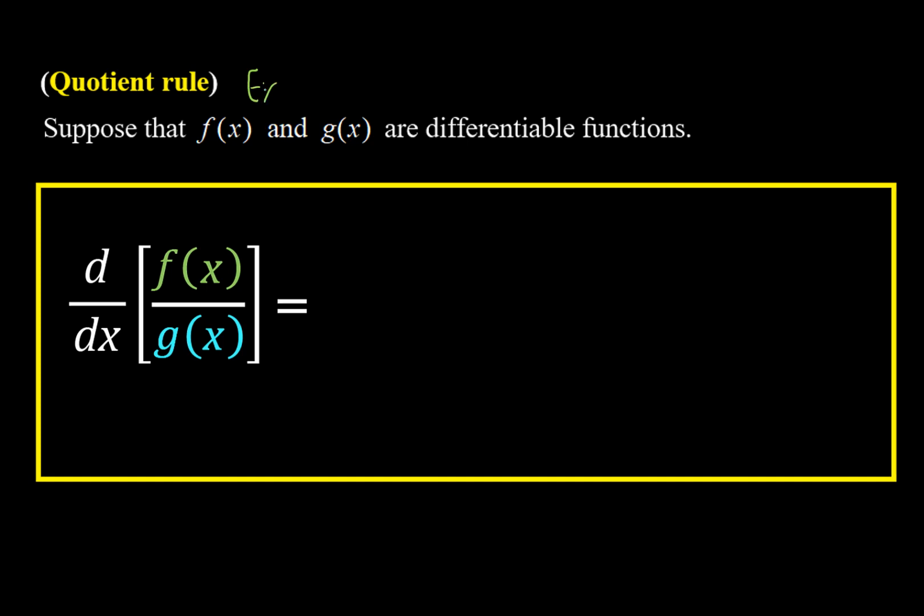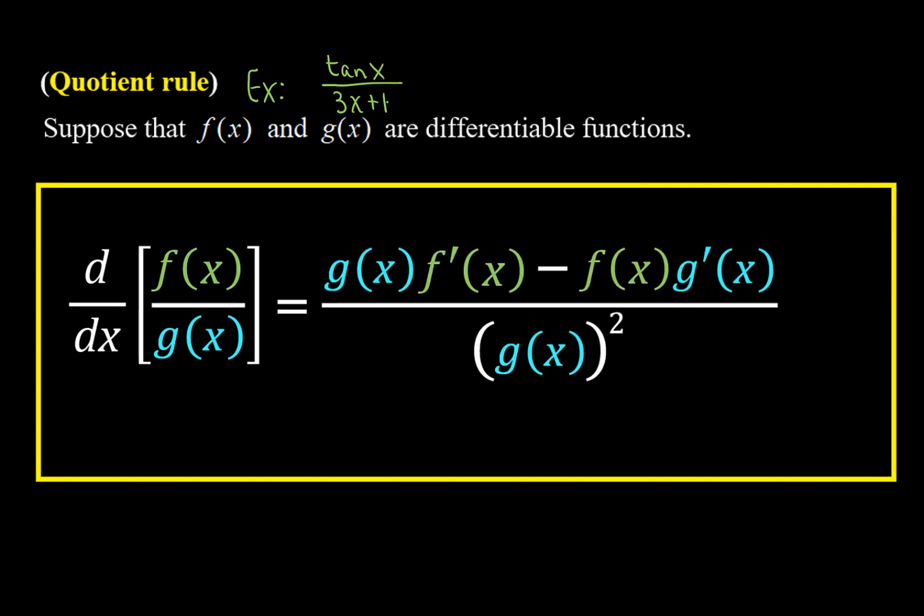Now, we use the quotient rule for things that are expressed as rational functions. For example, if I had something like the tangent of x divided by 3x plus 1, I have to use the quotient rule. So let's take a look at the quotient rule. It's complicated.